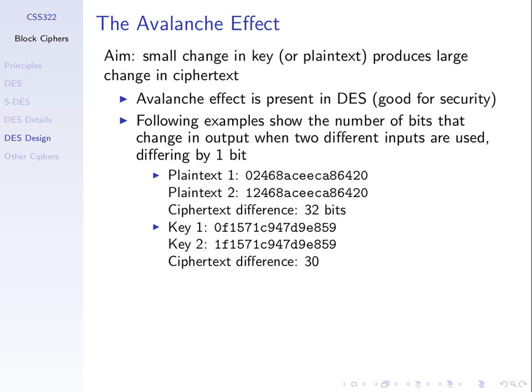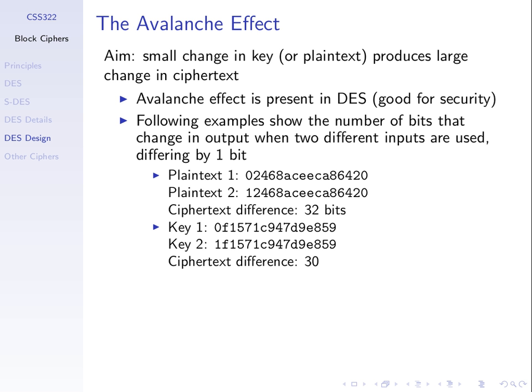When we encrypt plaintext 1, we get some ciphertext out with DES. If we encrypt plaintext 2, we get some ciphertext out. Those two ciphertext values differ, in this case, by 32 bits. A change of 1 bit on the input produces a large change on the output. That's desirable.